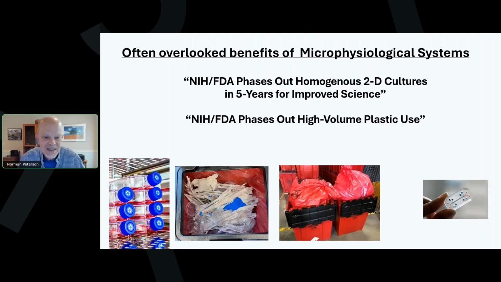And I'm even willing to bet that in 5, maybe 10 years, we're going to be seeing more MPS systems being tested and used than we are the tissue cultures over on the left, where we take a single cell type and expose it to plastic.